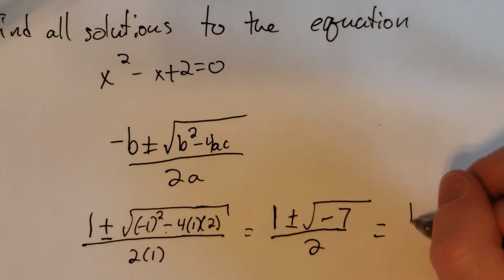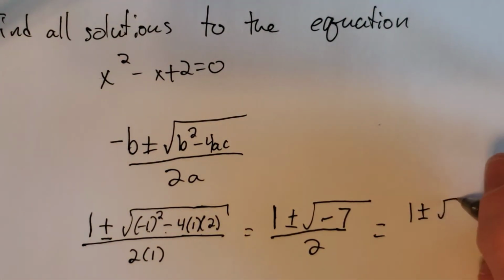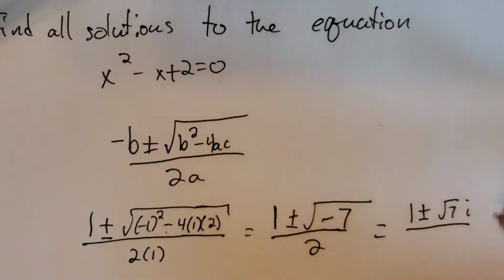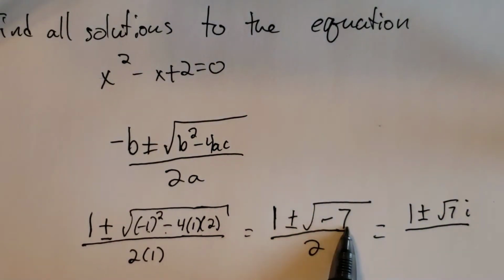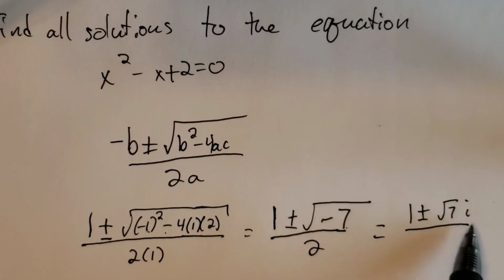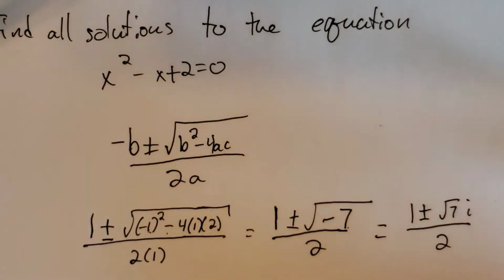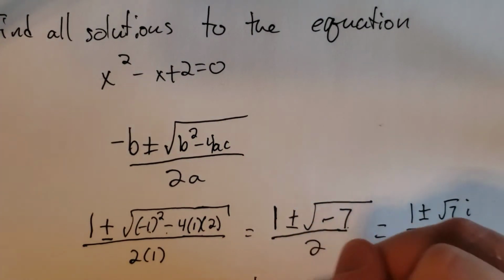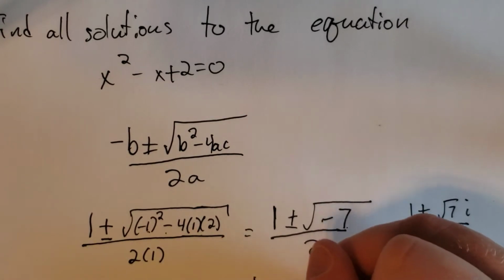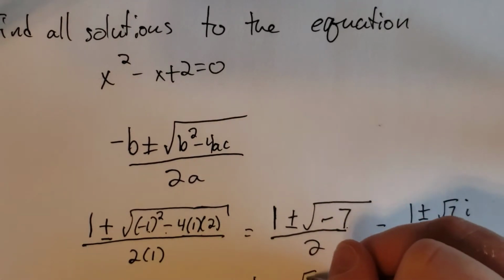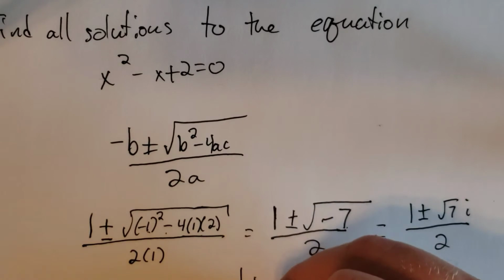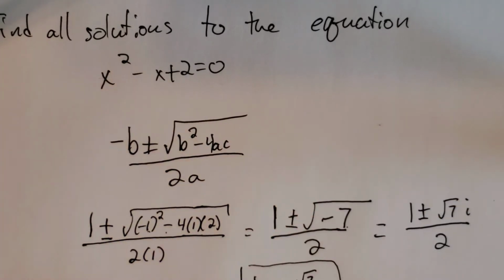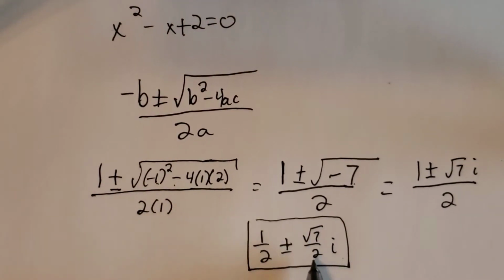This is 1 plus or minus the square root of 7i, right? Because this is the square root of 7 times the square root of negative 1. The square root of negative 1 is i, all over 2. So this gives us 1/2 plus or minus square root of 7 over 2i. And again, this is really two solutions, right? 1/2 plus the square root of 7 over 2, and the other one is 1/2 minus the square root of 7 over 2 times i.